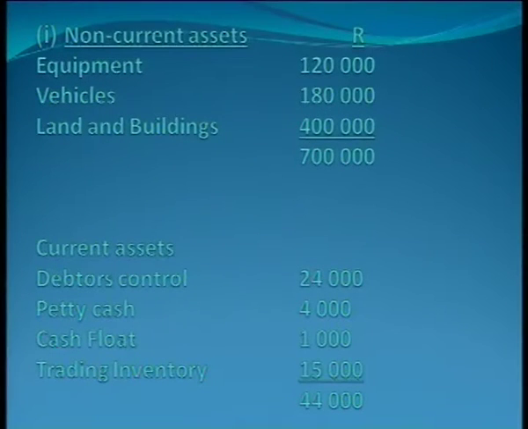Calculating non-current assets. You have your amount of the equipment, which is 120,000, your vehicles, which is 180, your land and buildings. So in total, your non-current assets are 700,000. Moving on to our current assets, your debtors control account is 24,000, your petty cash is 4,000, your cash float 1,000, and your trade inventory 15,000. Your total current assets are 44,000.